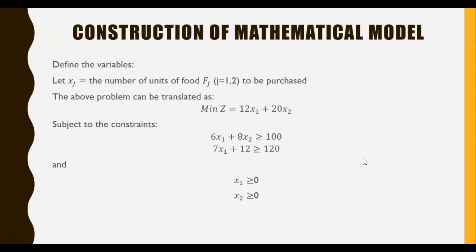So this is the second step. A mathematical model is formulated. The next step now comes: the solution of the model. Now what are the values of x1 and x2? That is, the amount of food F1 and amount of food F2 that we have to purchase. This can be obtained by the solution of these inequations. So after solving this set of inequations, we can get the values of x1 and x2, which give the minimum value to the objective function, that is cost. So this is the solution.